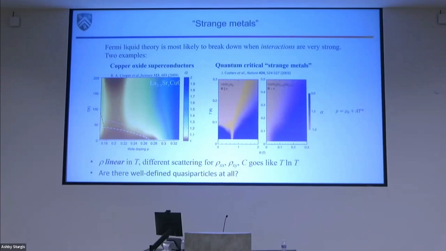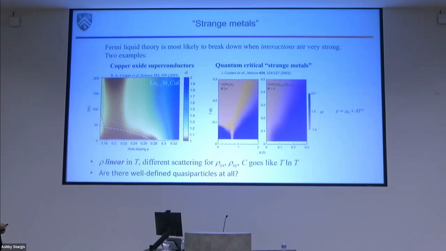And in YbRh2Si2, when we apply the magnetic field along the c-axis, we can see that the alpha equal to one situation can exist down to very low temperature, on the two sides of the liquid with alpha equal to two. In this kind of region, the resistance is linear in T and the specific heat goes like T log T. So we are wondering if the quasiparticles are still well-defined or not.